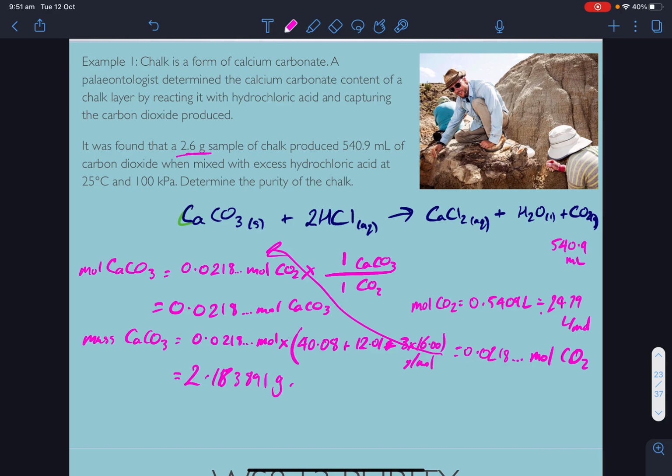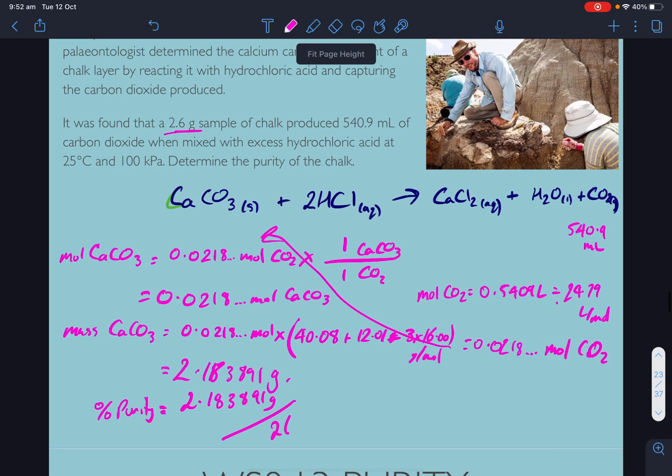If you're getting a number that's larger than your sample size, alarm bells should be ringing, you've done something wrong. So my percentage purity equals how much was actually calcium carbonate, which was the 2.183891 grams, divided by my sample size, which was 2.6 grams, multiplied by 100. I forgot that. Divided by 2.6, 83.99. Two sig figs, so that's 84% purity.